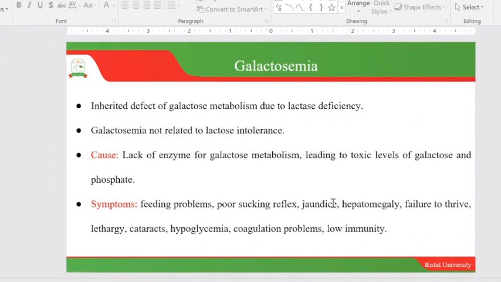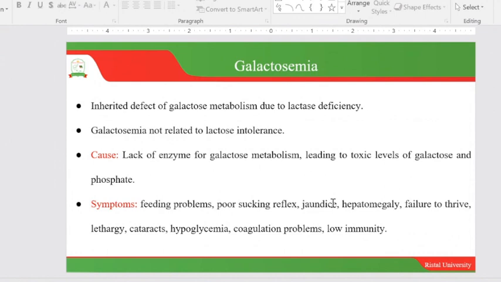But here, this is caused by the lack of the enzyme for galactose metabolism, leading to toxic levels of galactose and also phosphate. Okay, so the body's inability to properly metabolize this sugar found in milk and also other dairy products is caused by mutations in those genes that are involved in breaking down this galactose. So once this galactose builds up in the body, it will lead to toxicity and also other byproducts, leading to increased levels of toxicity.